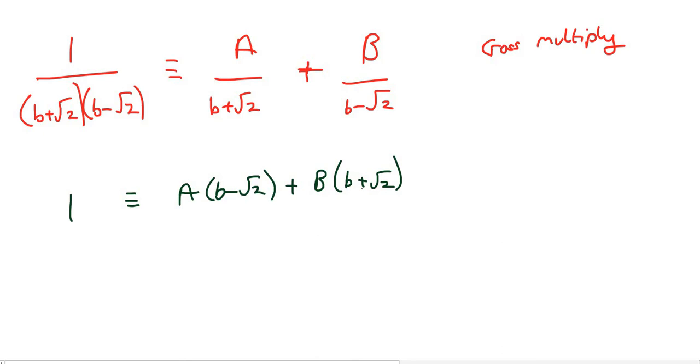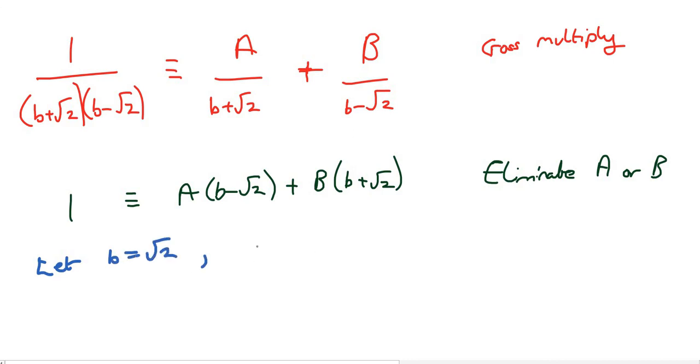And apologies if the big B's and the little b's are confusing, but I think it actually makes more sense doing it that way. Right, and now our plan is to eliminate A or B to get the other. So let's let b equal the square root of 2. Then we get 1 is equivalent to, well, the A is going to cancel out because root 2 minus root 2 is 0. So we get B lots of 2 root 2. And this tells us that B is 1 over 2 root 2.